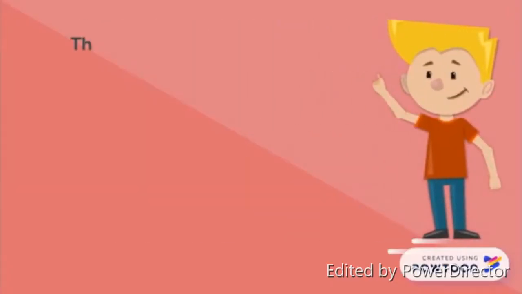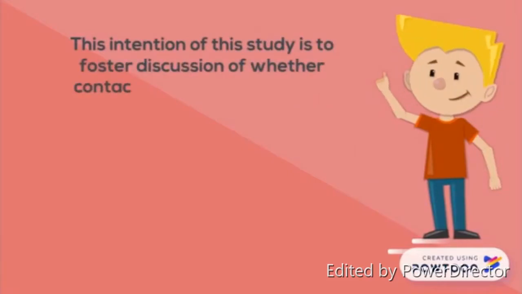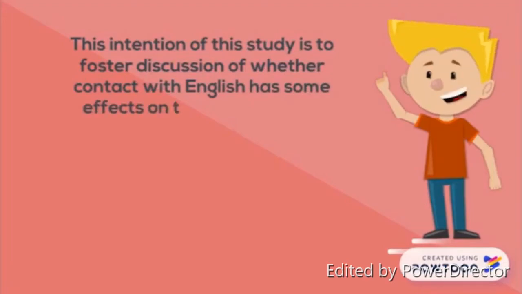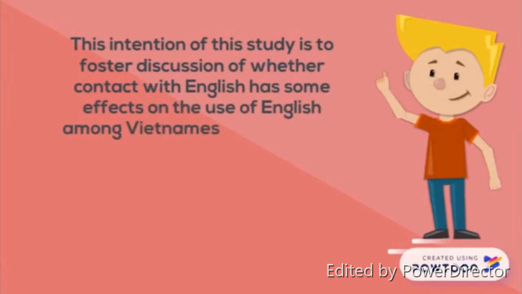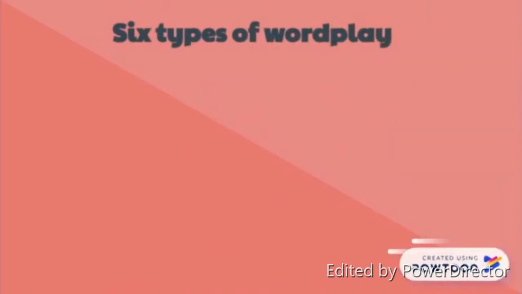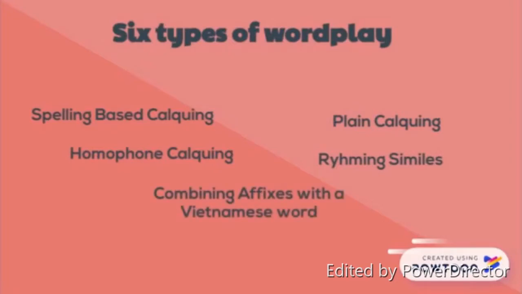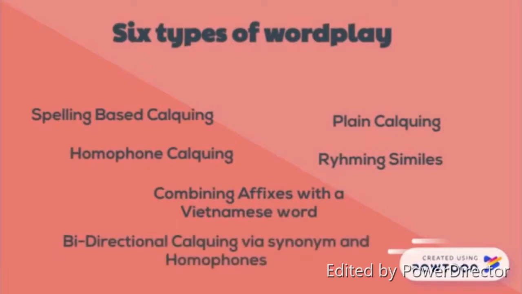The intention of this study is to foster discussion of whether contact with English has some effects on the use of English among Vietnamese teenagers in the early stage of language contact between the two. Six types of wordplay were found. They are spelling-based calquing, plain calquing, homophone calquing, rhyming similes, combining affixes with a Vietnamese word, and bidirectional calquing via synonym and homophone.